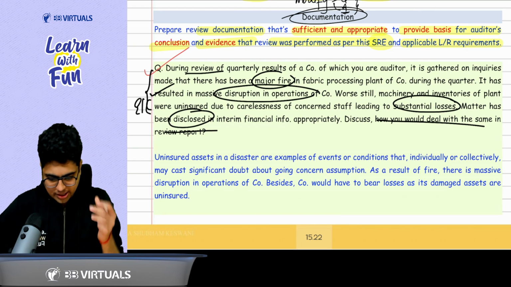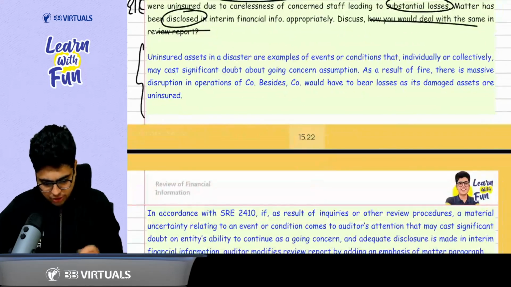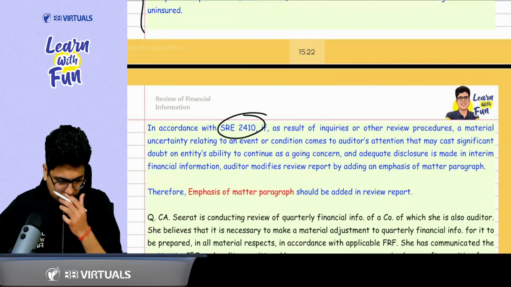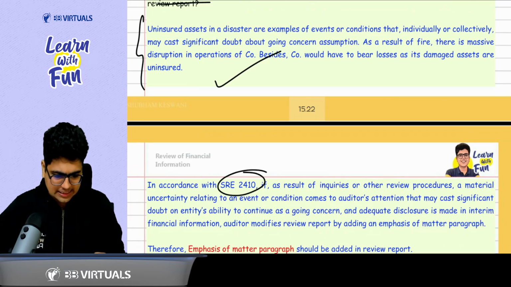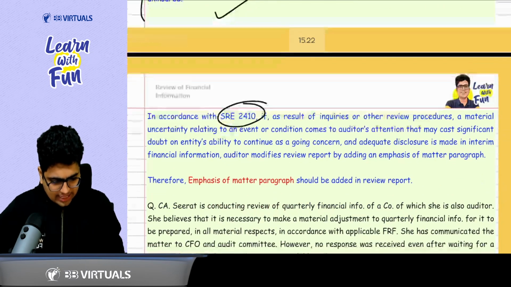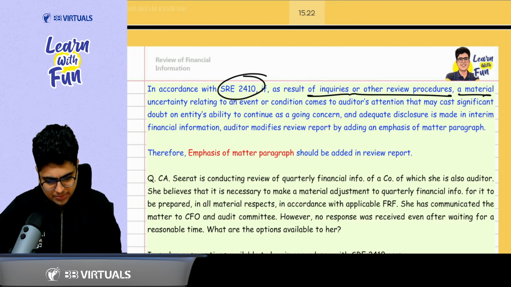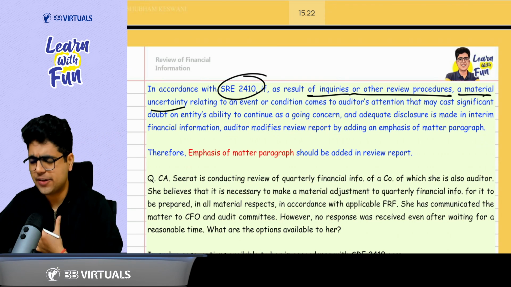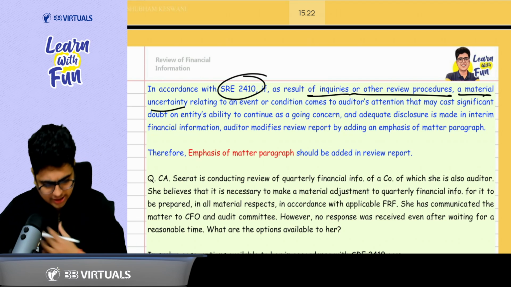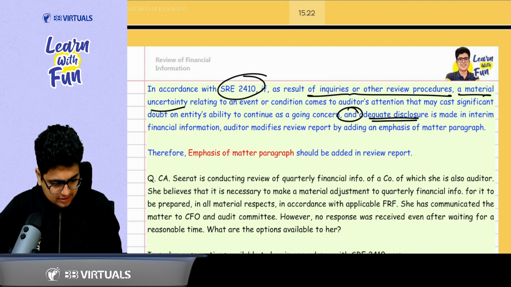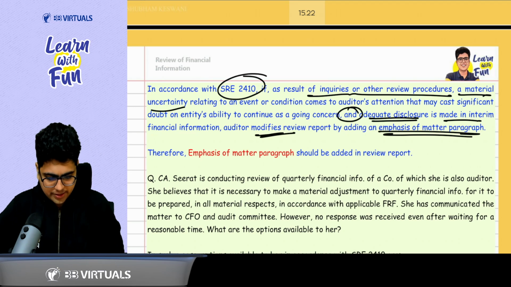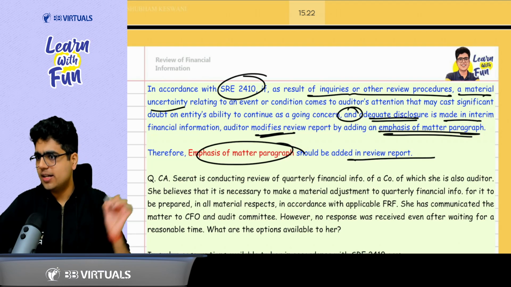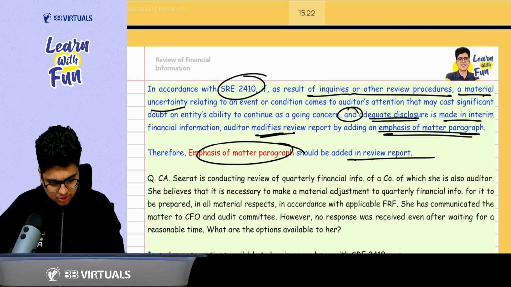Basically, you want to draw the attention. So as per SRE 2410, first of all, they have given the facts of the case. Then it says that through inquiries or review procedures, you can get to know about a material uncertainty relating to event or condition that may cast significant doubt over entity's ability to continue as going concern. And wherever adequate disclosure is made, you will modify the report by adding an EOM para. So add an EOM para in the review report. Got it? Got it, sir.